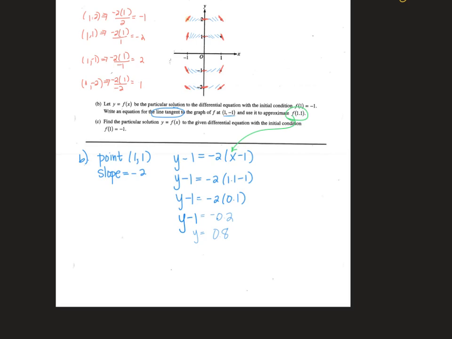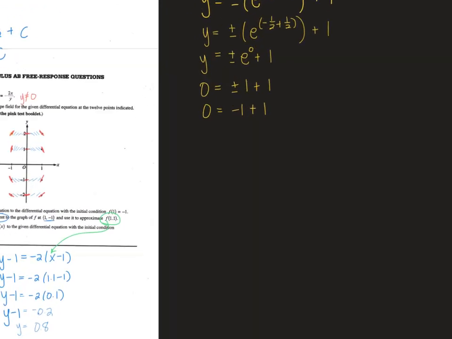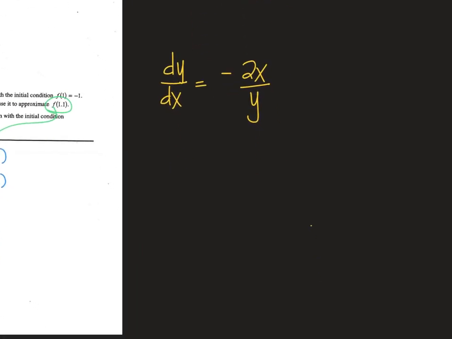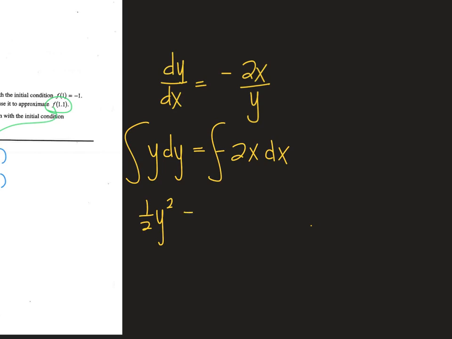Then to find the particular solution, you're going to separate and integrate again. And I've run out of white space, so I'll just do it over here on the side. We were given dy dx equals negative 2x over y. So we'll separate and integrate that. So y dy and negative 2x dx. This is not too bad: 1 half y squared equals negative x squared plus the constant c.